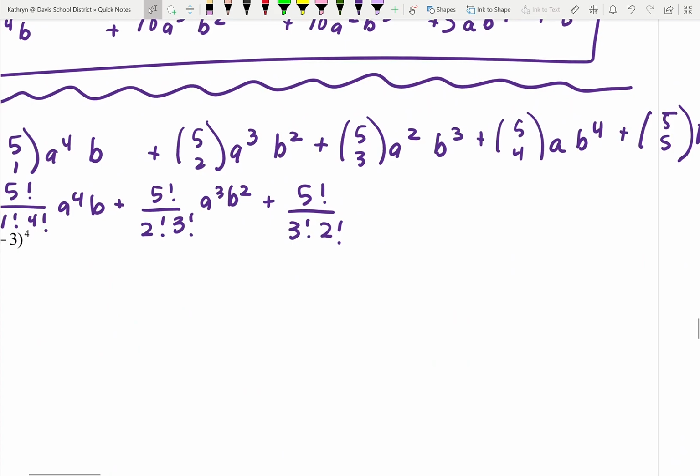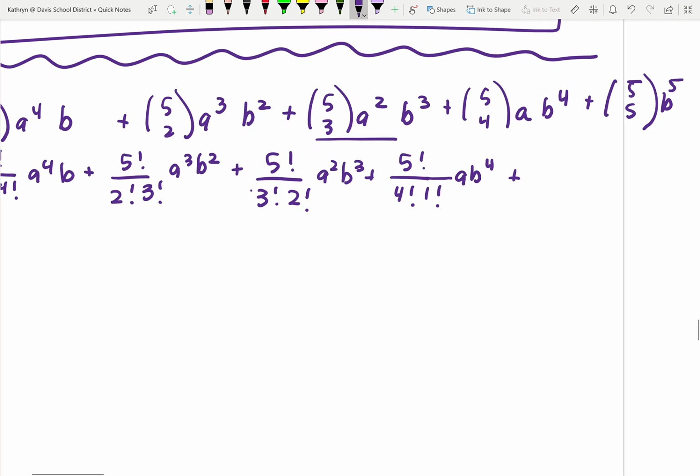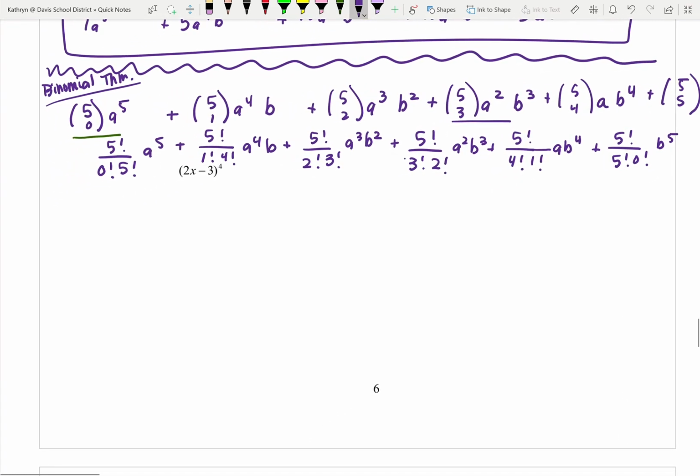Okay, so I was on this guy. 5 factorial divided by that number right there, 3 factorial. 5 minus 3 is 2 factorial. Then you have a to the 2nd, b to the 3rd. Do the next one. 5 factorial divided by bottom number is 4 factorial. 5 minus 4 is 1 factorial. a, b to the 4th. Do the last one. 5 factorial divided by, what do I put on the bottom? First thing, so I can see if you understand. 5 factorial times, tell me, 0 factorial, and that's b to the 5th. Okay, now, I don't think this is going to be on there.